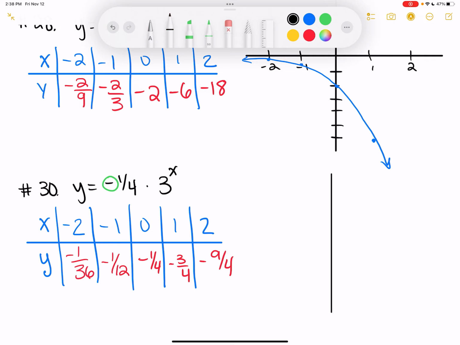Okay, so again, notice my y values are all negative, so it's going to be going upside down. All right, so -1/36, -1/12, -1/4, -3/4, and -9/4, something like that.